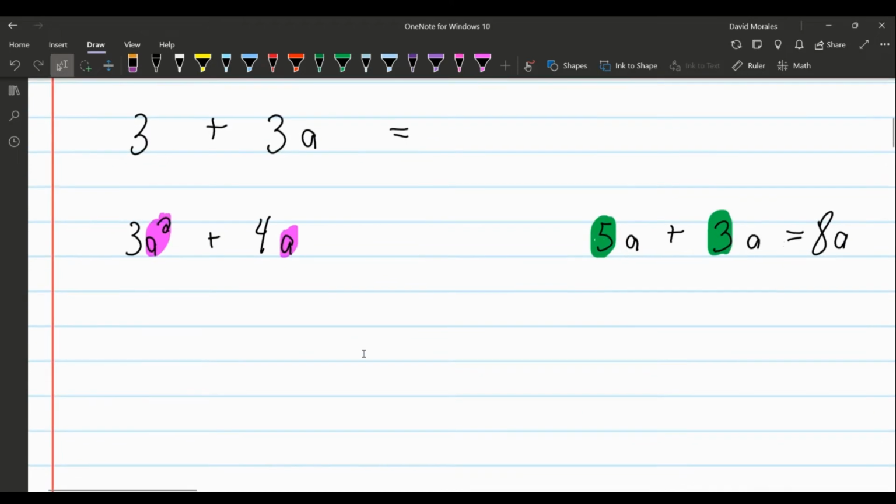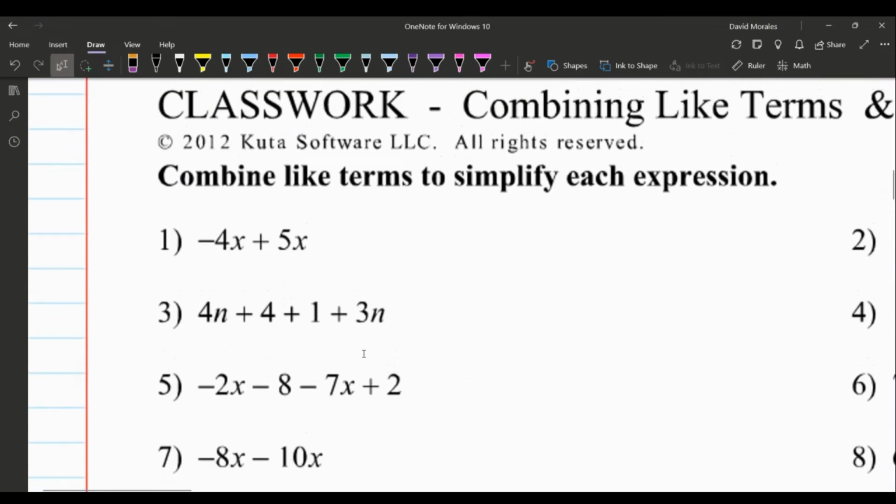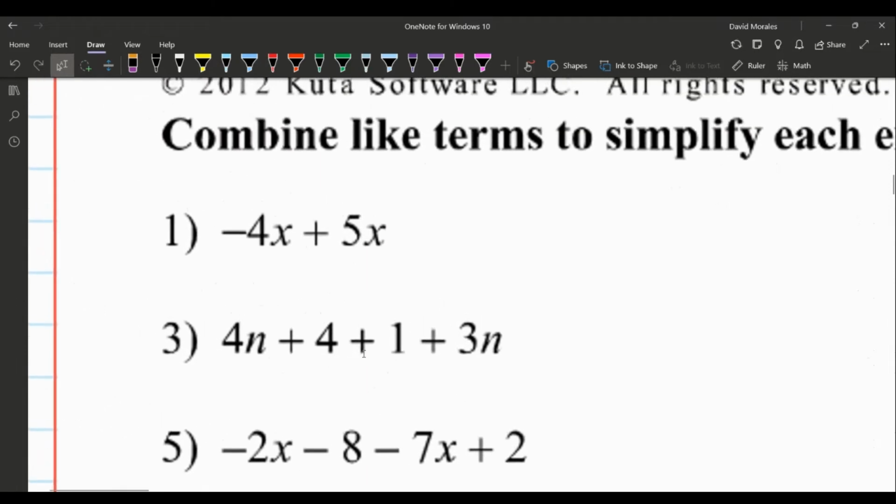So we're going to actually go ahead and do some problems here, combine like terms. I got negative 4x plus 5x. That is a total of x. Okay, 1x. You don't have to write 1x.